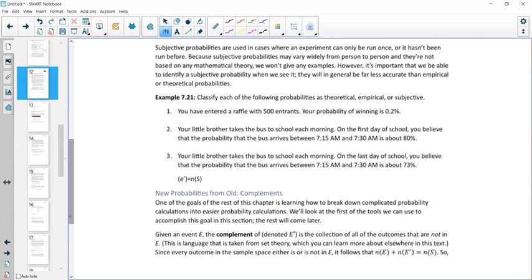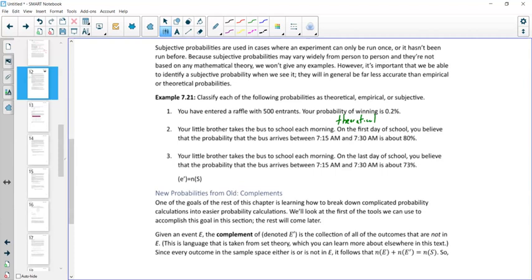You have entered a raffle with 500 entrants. Your probability of winning is 0.2%. That's 1 out of 500. So that is theoretical.